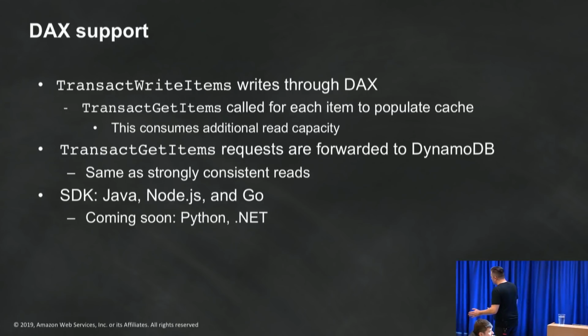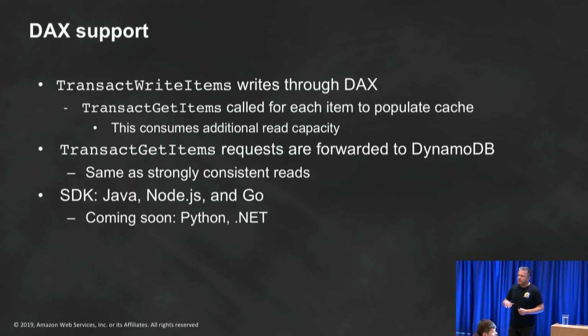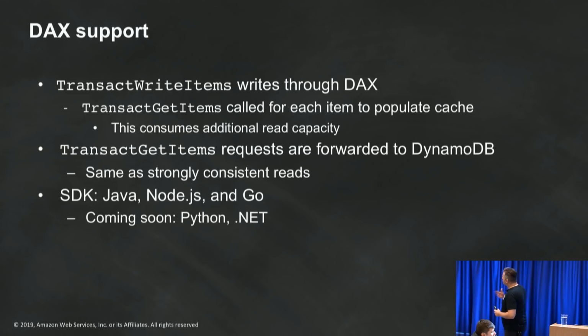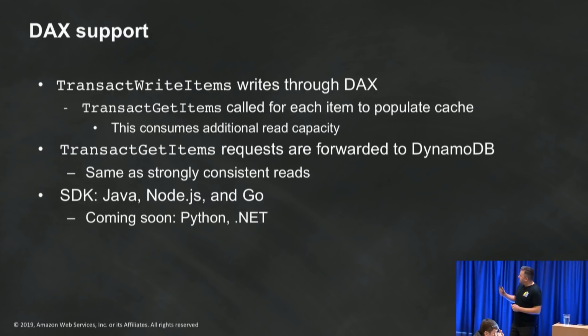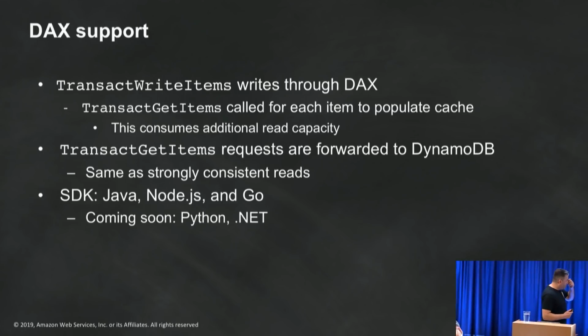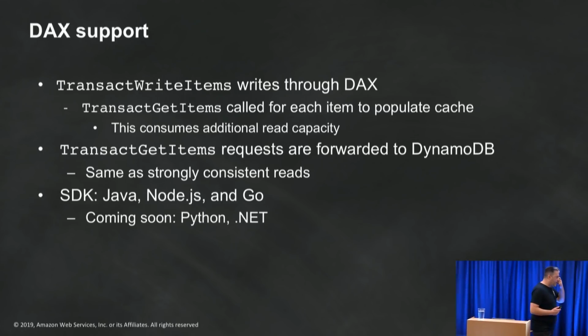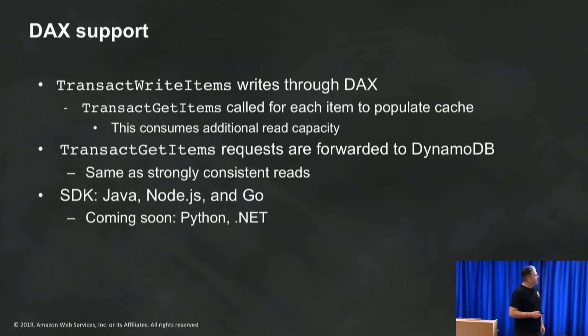TransactWriteItems will write through DAX. TransactGetItems will simply also pass through, forwarding the GET request to DynamoDB. The support is implemented in Java, Node, and Go SDKs. Soon to come is the support in Python and .NET. That's the plan. Again, not a promise, but that's the plan.